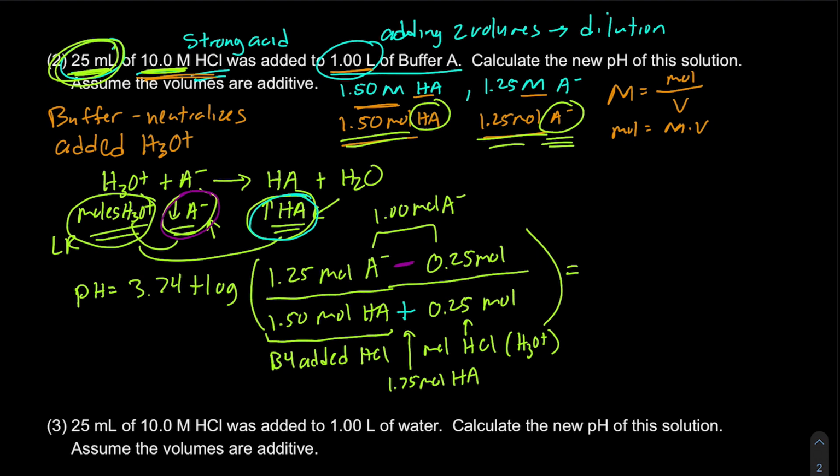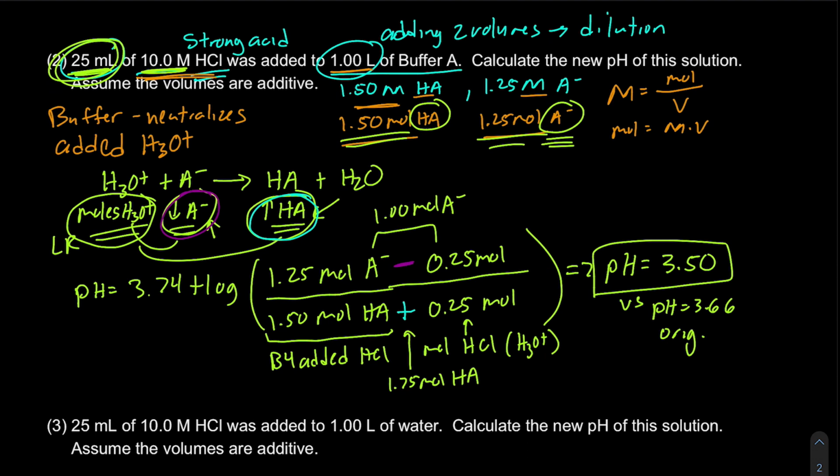And so we should see maybe that our pH doesn't change very much. And so we'll find that now our pH is 3.50. Now, if we compare that versus the original pH of 3.66 for our original buffer, we notice a couple of things that should happen, right? We have a decrease in pH, right? And that would make sense because we've added a strong acid.